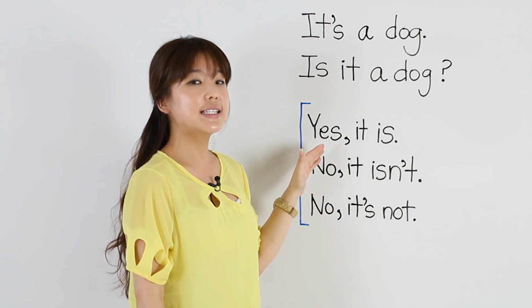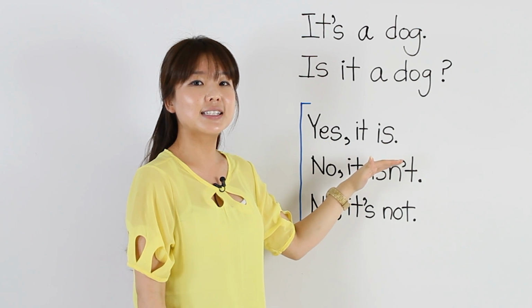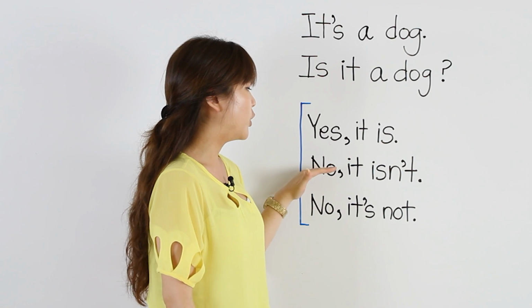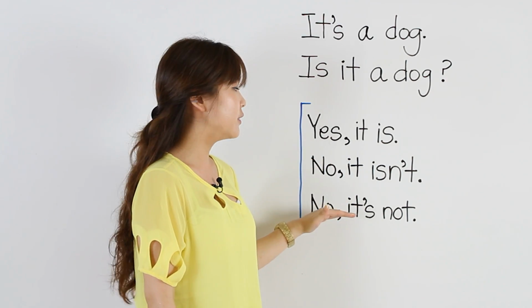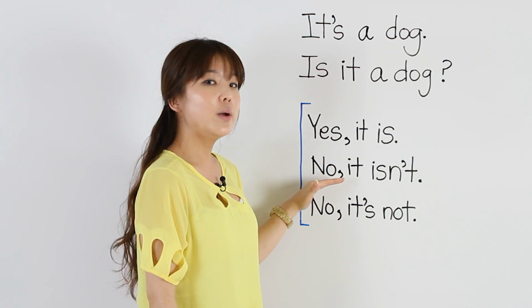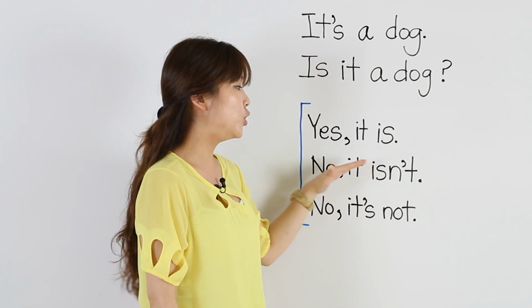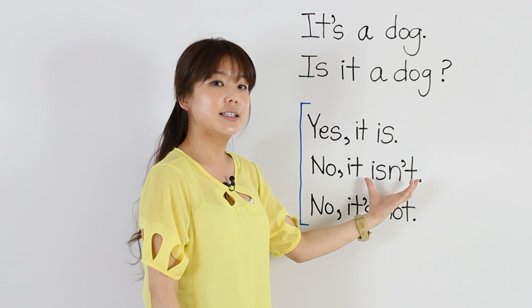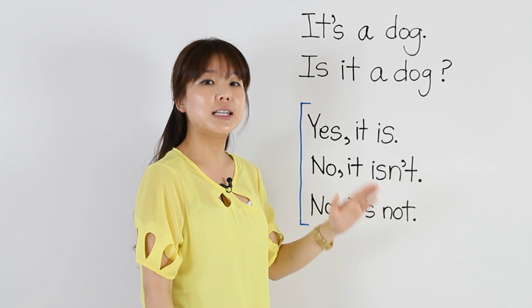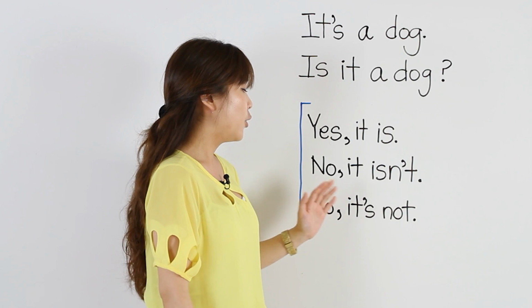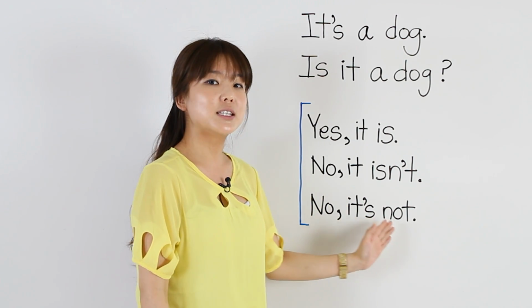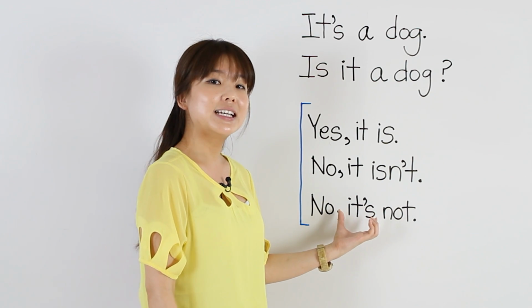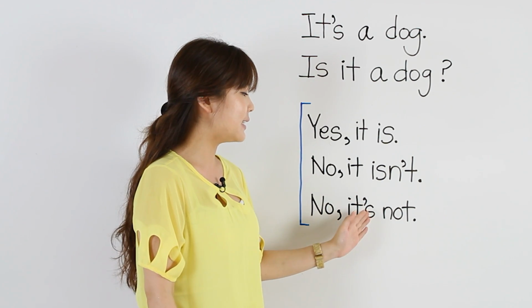Okay, now there are several answers you can give. The first one is, yes, it is. Okay, when you say no, you can give two answers. No, it isn't. Remember, isn't is a contraction for is not. Okay? We can also say no, it's not. It's is a contraction for it is.